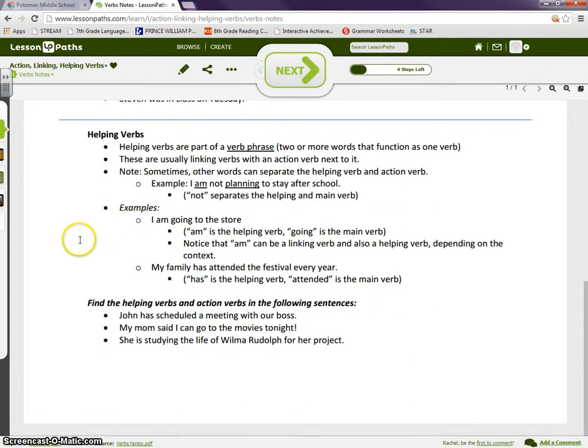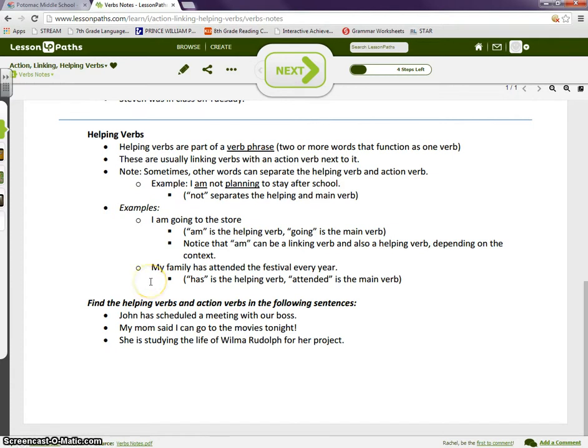So let's take examples. I am going to the store. If you notice, am is the helping verb, okay, and going is the main verb. This is weird because am is really a linking verb, but it's only a linking verb if we have an adjective after it. But we don't have an adjective, we have a verb. So this is a helping verb, and this is an action verb, okay? Am can be a linking verb and a helping verb depending on your context, so you have to look to see how it's functioning.